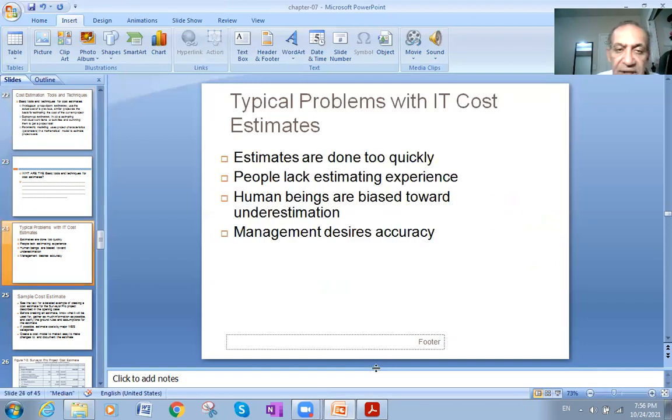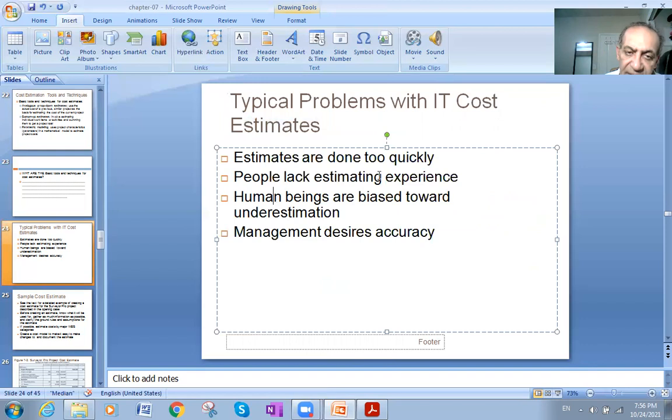And we had a question here actually. The problem in IT cost estimates is the following. Estimates are done too quickly. Sometimes the cost estimations will be done so quickly that they won't be accurate.